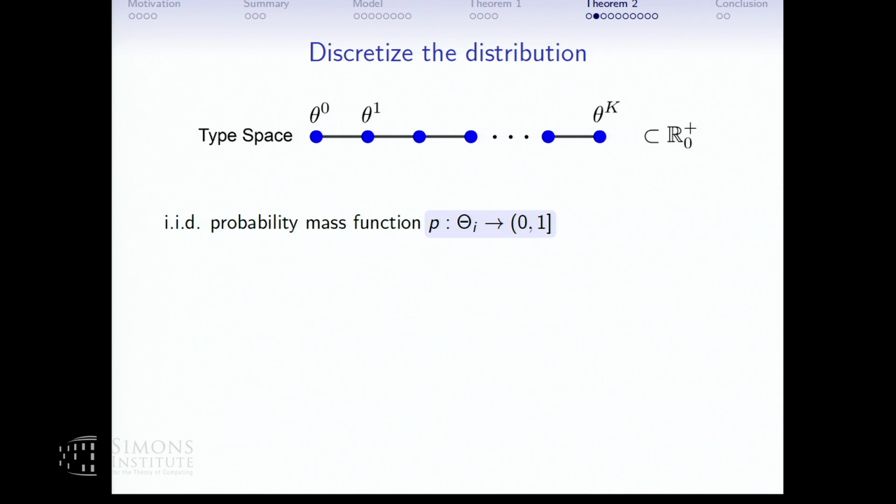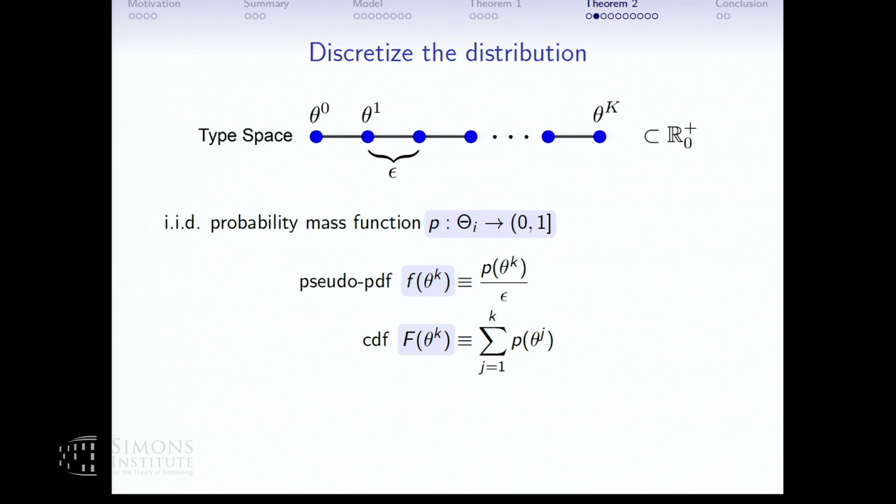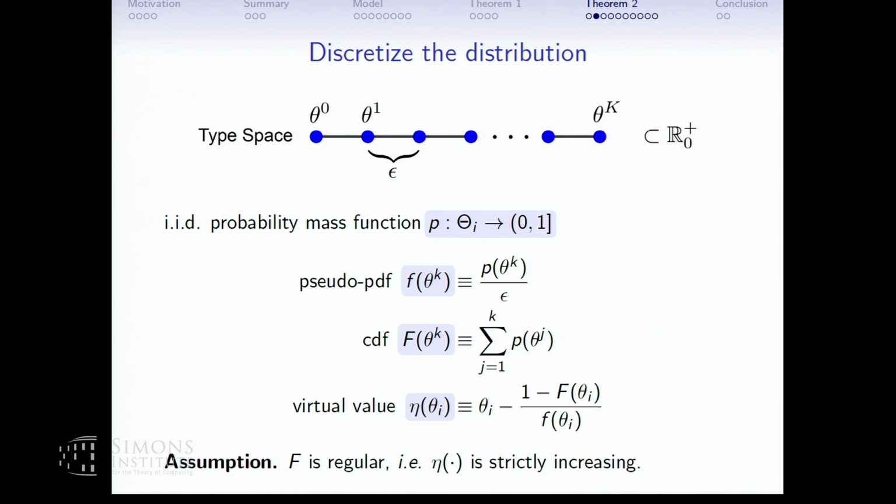So I'm going to discretize the distribution by splitting the type space up into a grid and have some IID probability mass function defined on that grid. Epsilon is just the gap between adjacent grid spaces. You can make that as small as you like. I'm going to define a pseudo PDF, which is just the probability you're at a grid point divided by the step of the grid. I'm going to define a CDF in the usual way, and a virtual value, which is hopefully familiar to everybody here. It turns out that everything you know about virtual values from the continuous case applies essentially in the discrete case. And if anything is off, it's off by no more than epsilon, where epsilon is the grid increment.